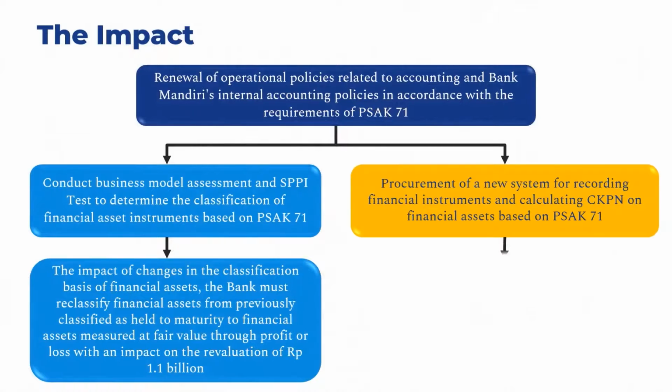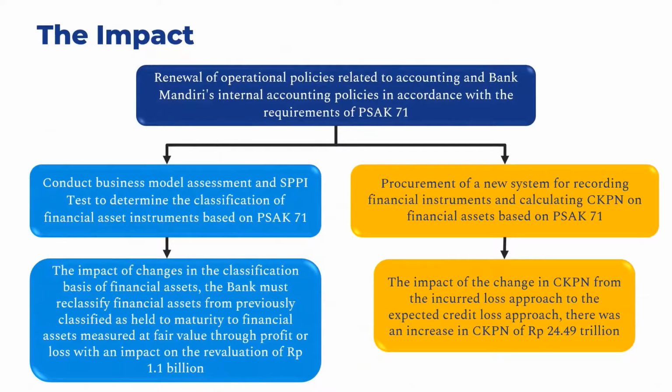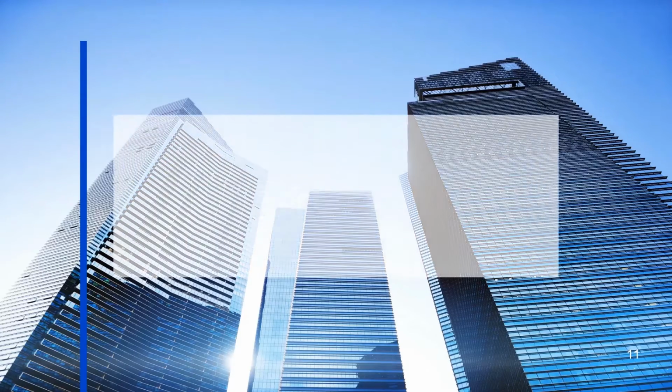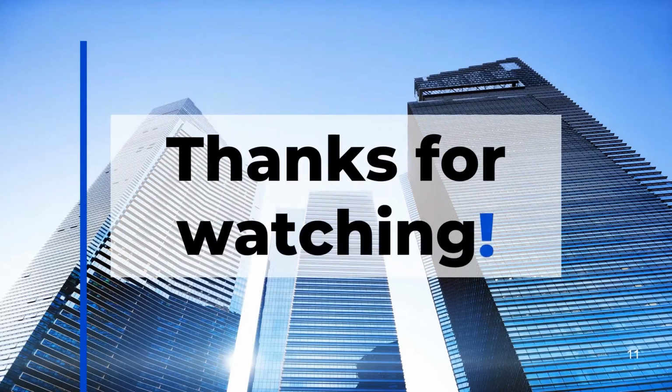So, from all these impairment changes, PT Bank Mandiri had to do the procurement of a new system for recording financial instruments and calculating loss allowances on financial assets based on PSAK 71. Which in result changed the amount of loss allowances that increased by 24.49 trillion. That is all about the implementation of PSAK 71 in PT Bank Mandiri.